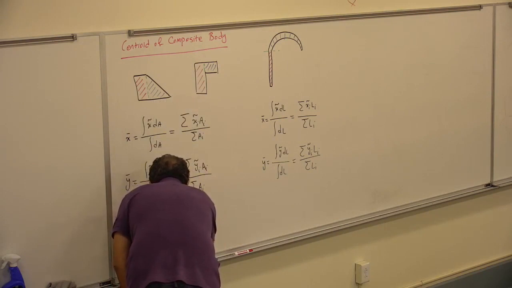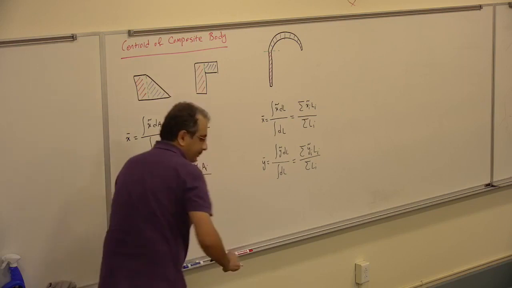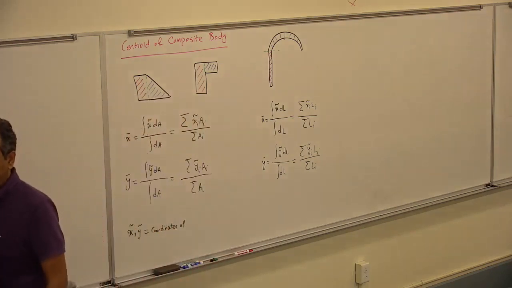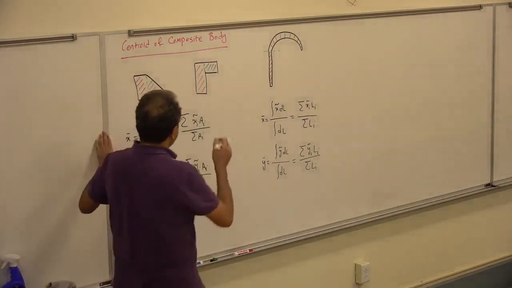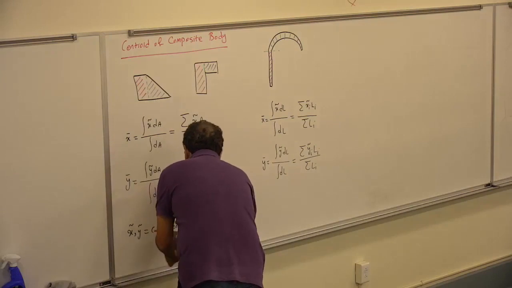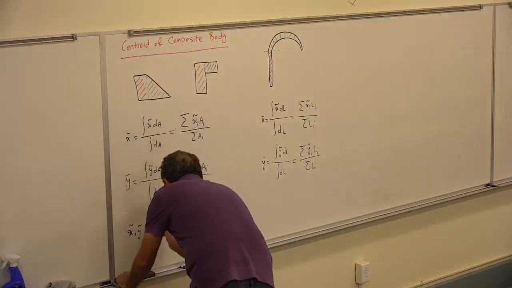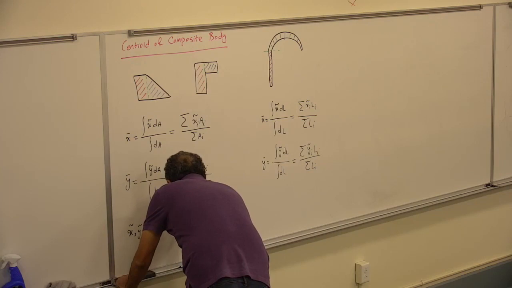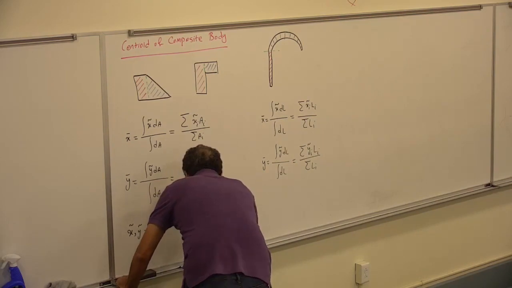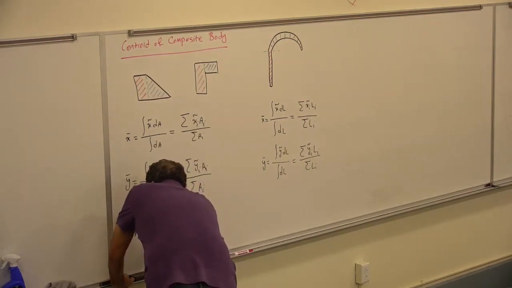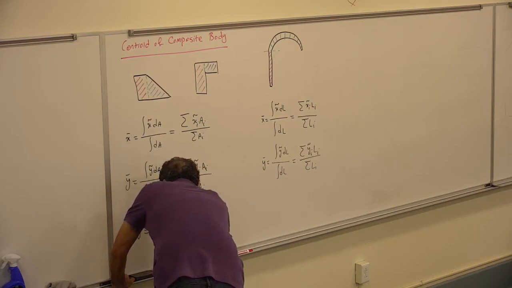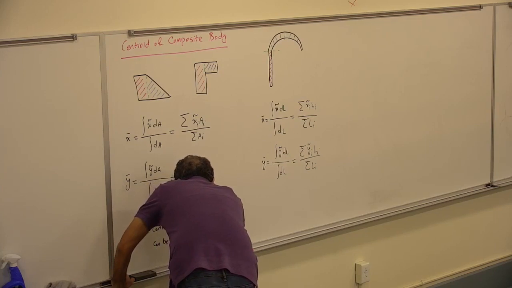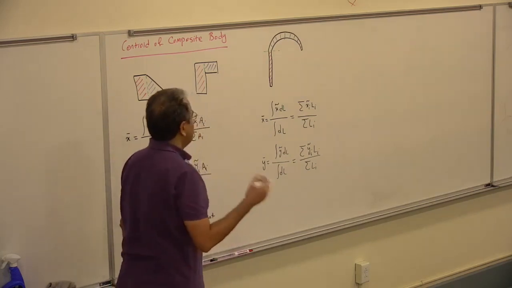for the centroid for each element. The area and the length can be positive or negative. So both of them can be positive or negative.